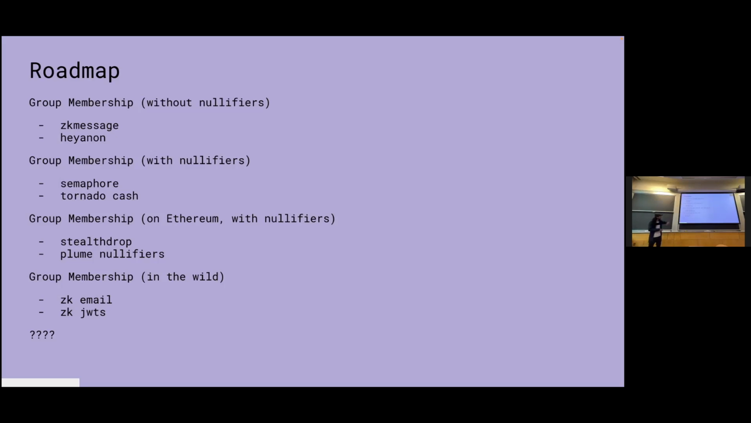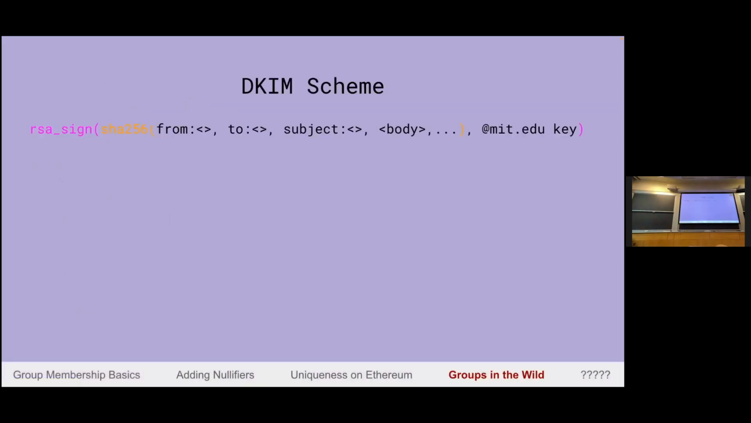And now we're going to switch gears a little bit, and talk about how group membership proofs might look in the wild. So far we've talked about people generating their own identities or using their Ethereum identity. But how can we have these ZK primitives used with existing identities, like maybe your email address or something? Cool.